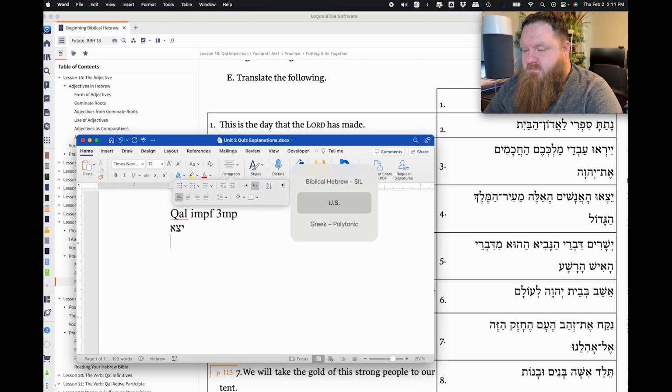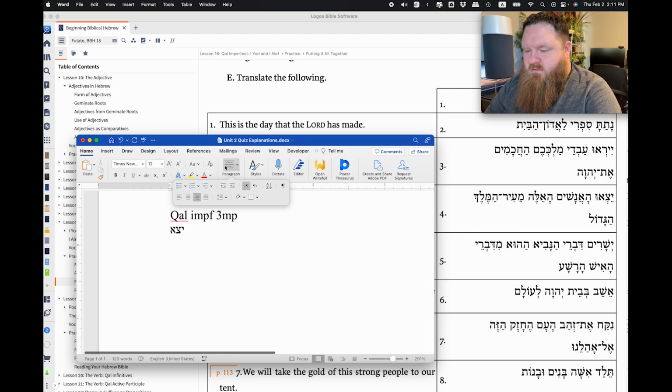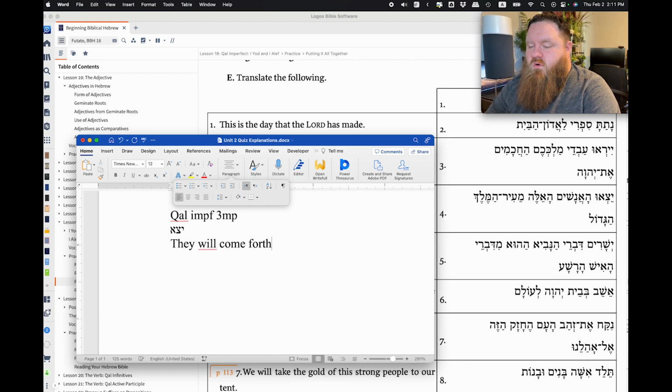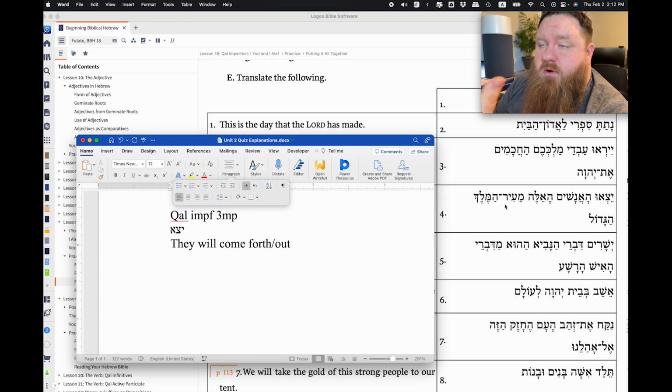Now, yatsa means came. Yatsa in the qal imperfect 3MP is going to be they will come forth or come out. All right, and then that's probably my main verb because it begins the sentence. And when I've got my main verb, especially if it's a third person, I'm going to look for the next word to be my subject.